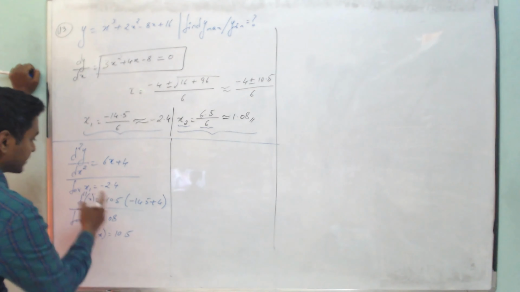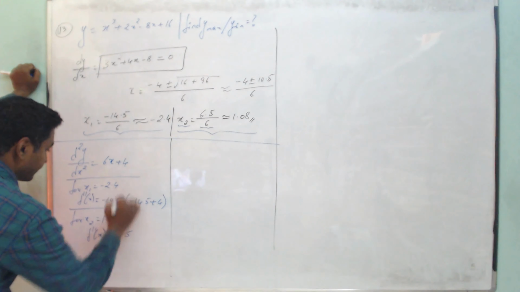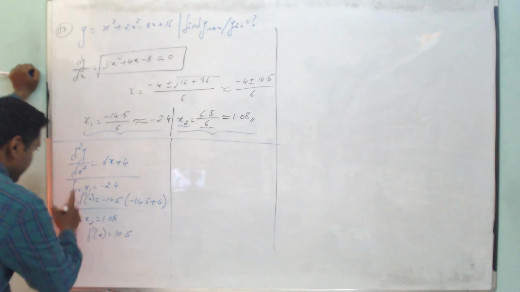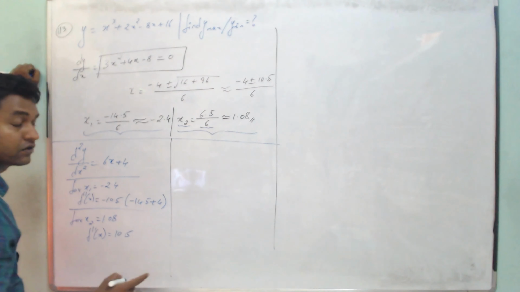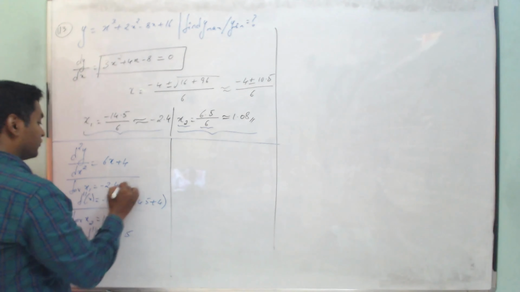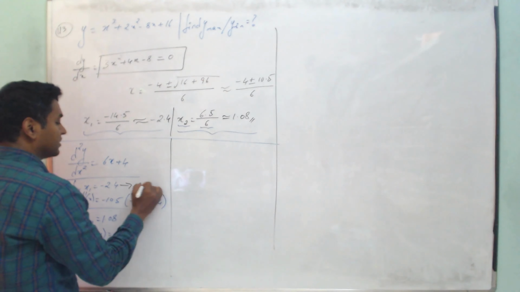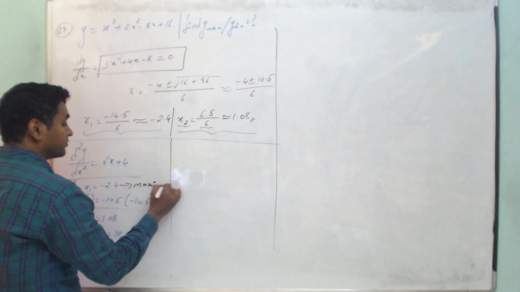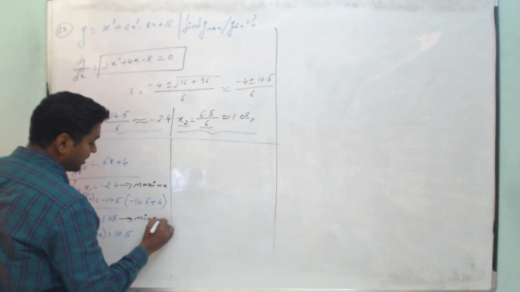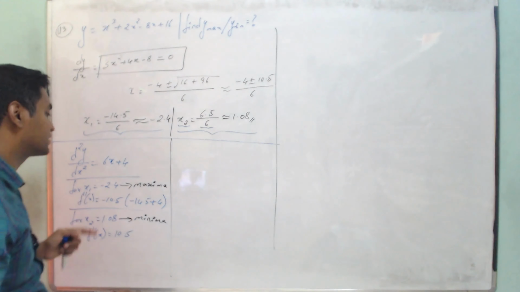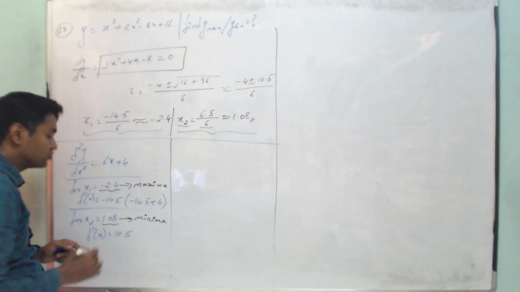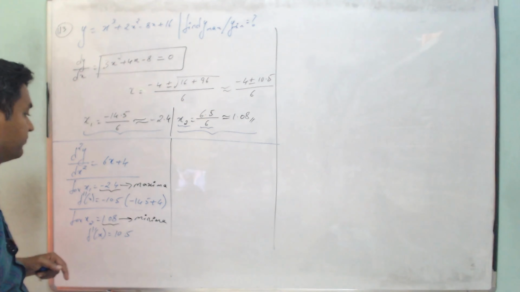So for x1, I got a negative value, and for x2, I got a positive value. If my double differential is a negative value, it implies maxima. That means for x1, I have a maxima, and for x2, I will have a minima. And I also know where they are occurring: at x equal to minus 2.4 and 1.08.